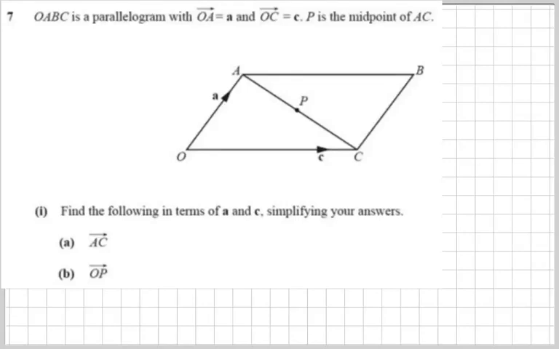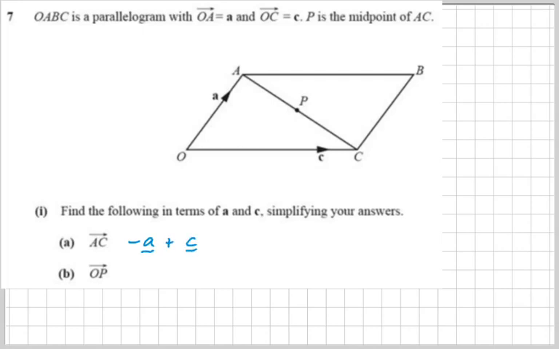This question could be straight off a GCSE paper, and in fact it's quite an easy example of a GCSE vectors question. So to get from A to C, how do we get from A to C? Well, we have to do negative little a plus little c. Done.